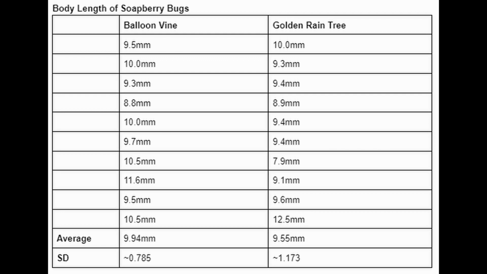Now with our data collected, we interpret it. Looking at this table, we see that the average for the balloon vine population is 9.94 millimeters, with a standard deviation of 0.785, whilst the golden rain tree population has an average of 9.55 millimeters, with a standard deviation of 1.173. At first glance, the data does seem to support the hypothesis. However, we should run this dataset through a t-test.